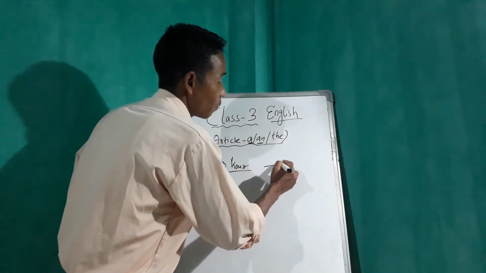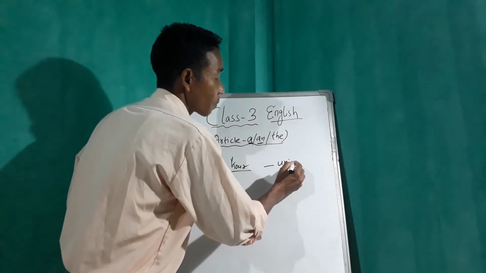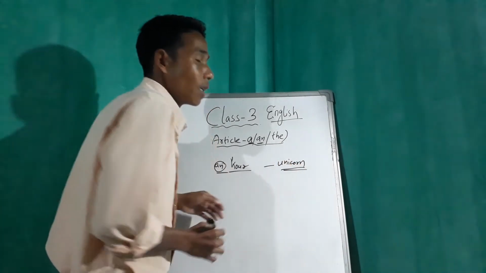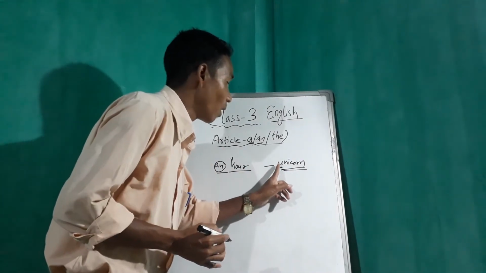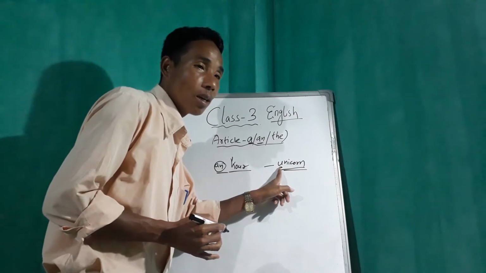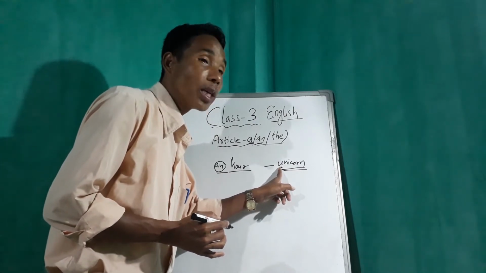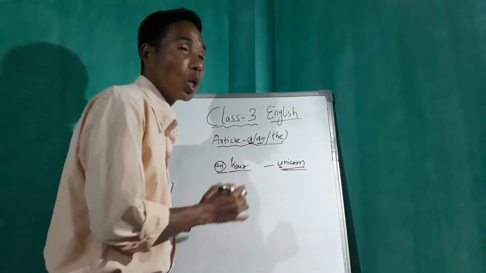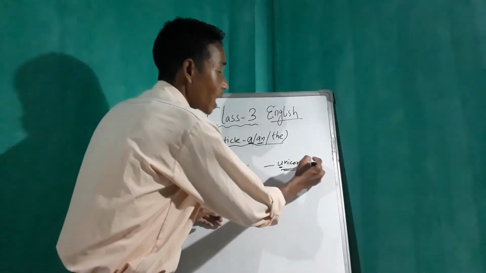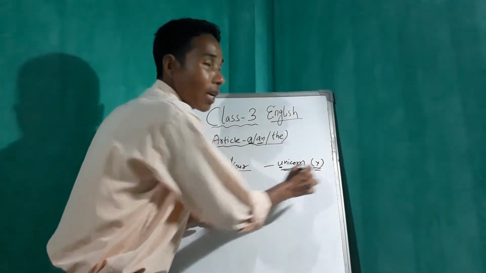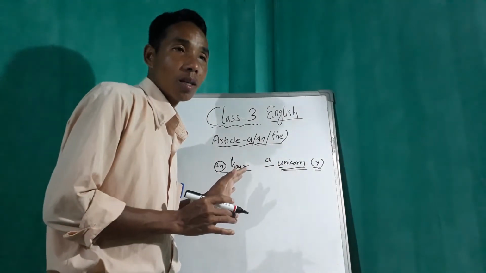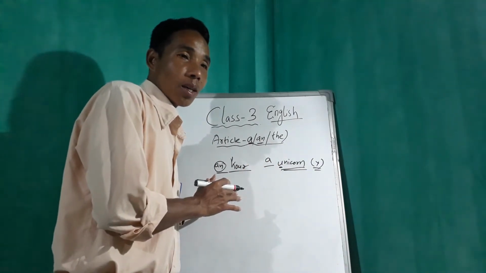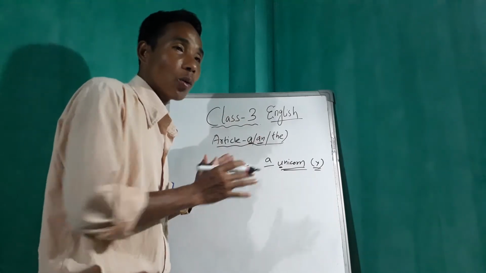For example, here, unicorn. Suppose unicorn. This is what? Yes, a vowel letter. But it is sounding like yoo-ni-corn. Y is sounding here, uni. That means the Y sound is coming here. That's why what do you have to do? You have to write a unicorn. Okay, just keep in mind this one.